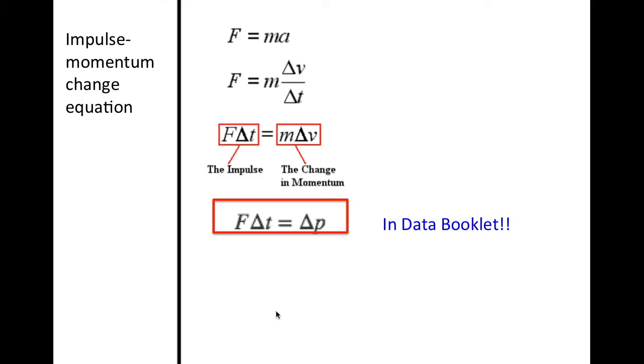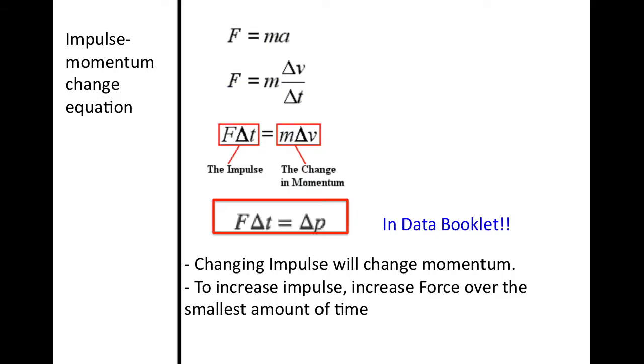So now that you have your data booklet physically, go ahead and check it out. Make sure that it's there, and that if you need to make any notes, do so. Changing the impulse is going to change the momentum. So that's what this is telling you. If you want to change momentum, just change the impulse. To increase the impulse, you just increase the force over the smallest amount of time.